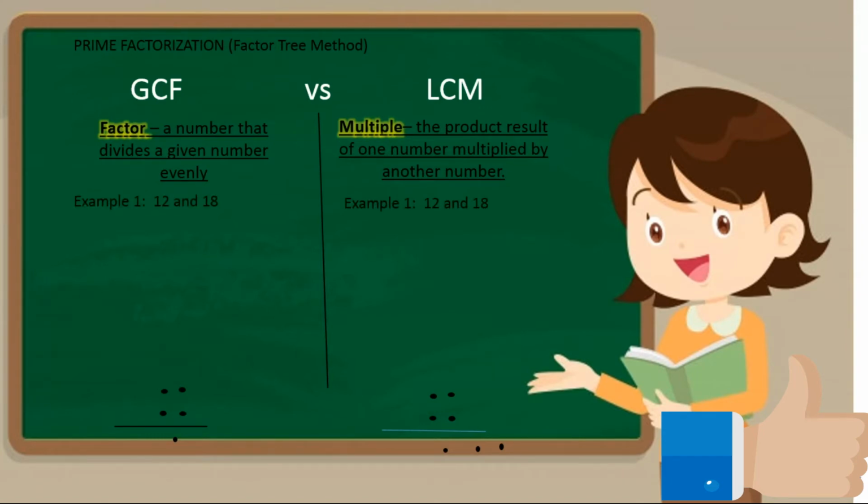So for our example, we would like to show the solution using prime factorization by finding the GCF and LCM of 12 and 18. So we will be using the same examples. So by prime factorization, we factorize 12. So what are the factors of 12? We can have 2 and 6.